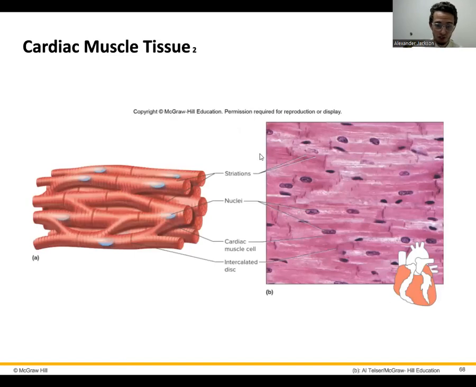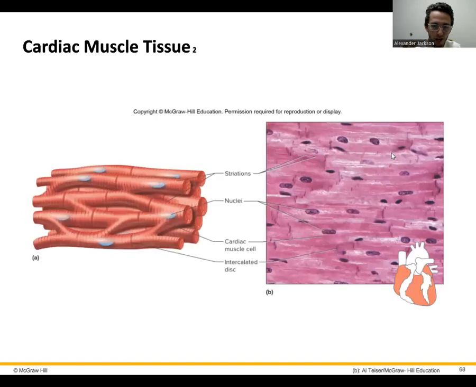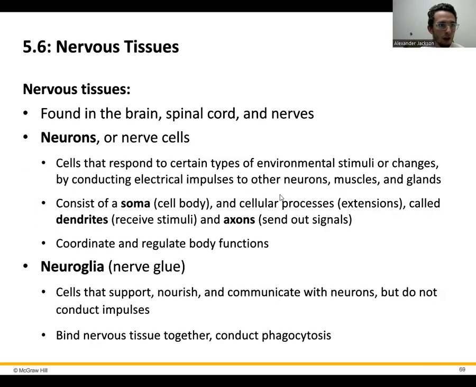Then cardiac muscle tissue. This one looks similar to skeletal muscle because they've got those striations. So these are striated muscles because they've got those lines, and they contract the same way. They're going to shorten basically in order to contract, and relax in the heart tissue. And we'll talk about that more in the cardiovascular system.